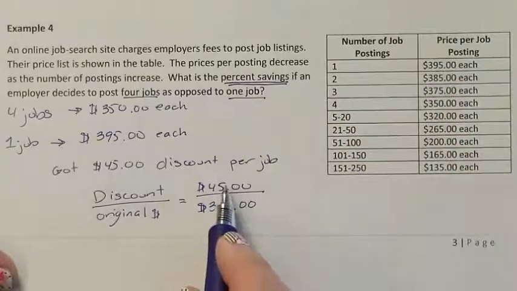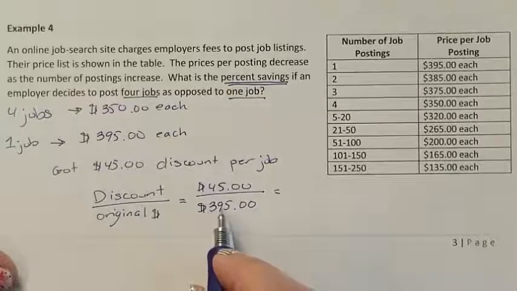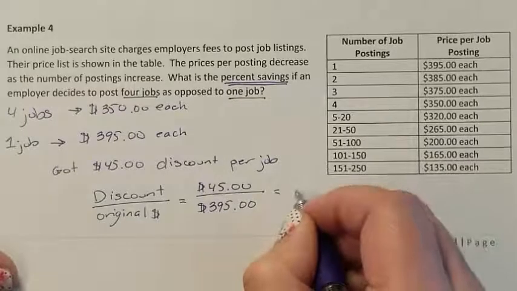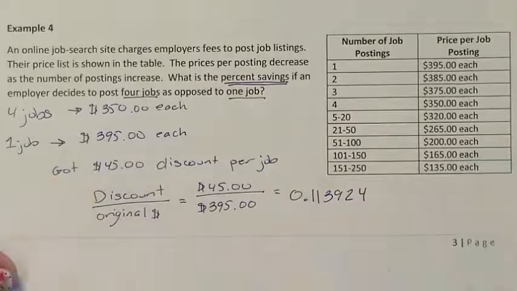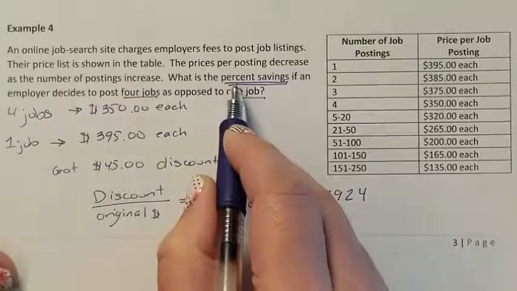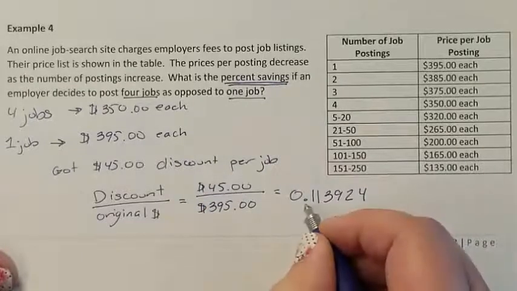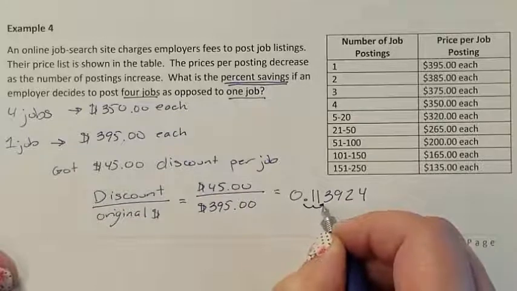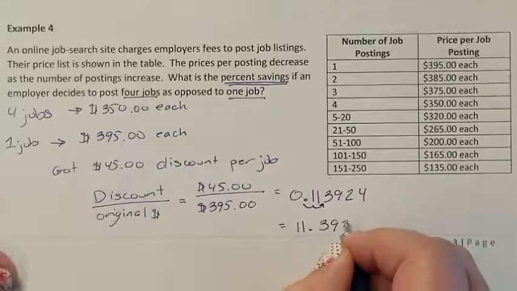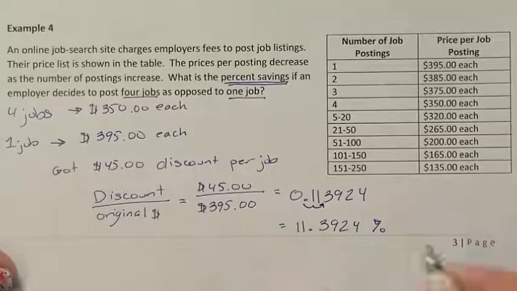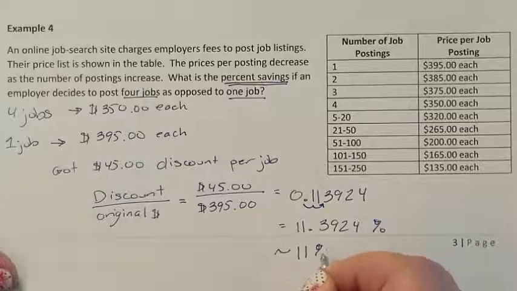So if you did $45 divided by $395, your calculator would give you 0.113924. It's asking me for percent savings. To take a decimal to a percent, you move the decimal point 2 place values to the right. So this is 11.3924%, which we're going to say is about 11%.